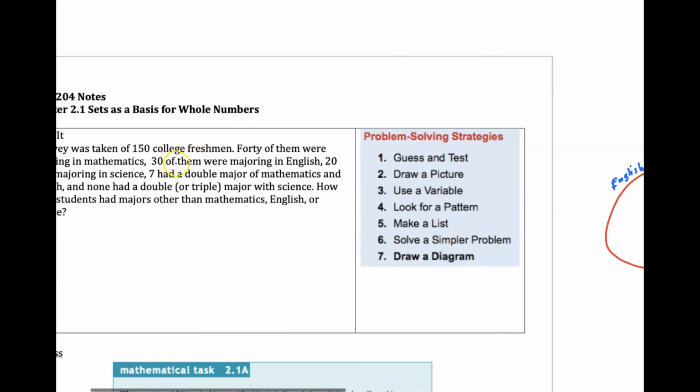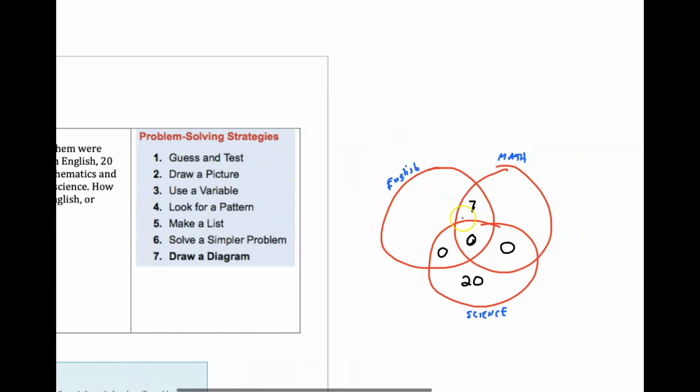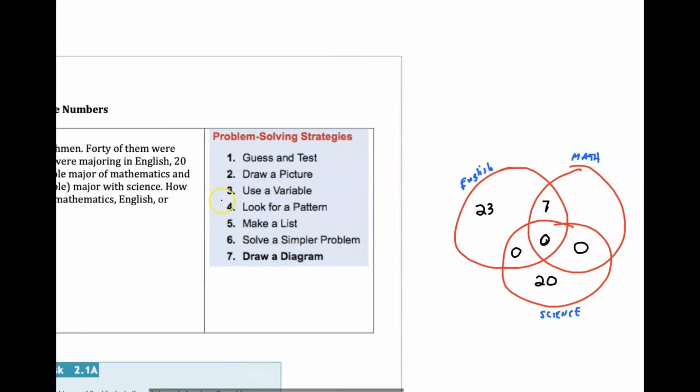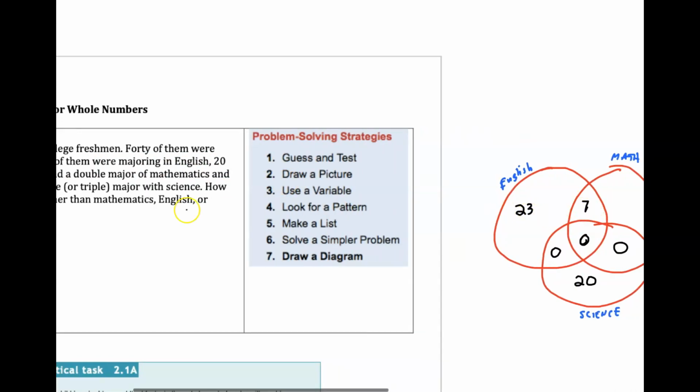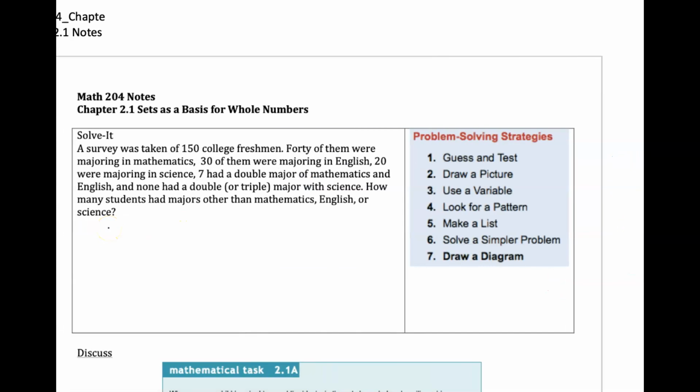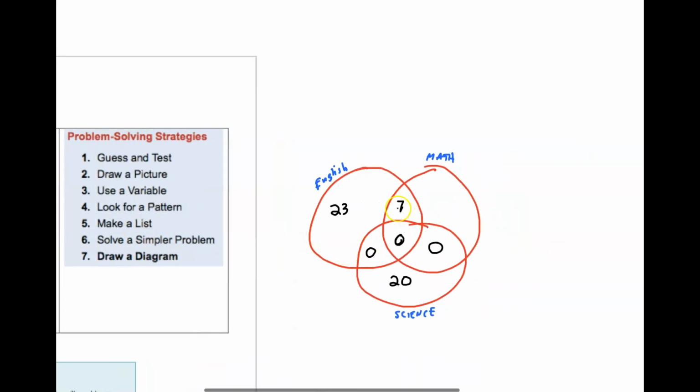Let's continue. 30 were majoring in English. There's already 7 here who have majors in English, so this leaves me a leftover number of 23 in here. Again, 23 plus 7 is 30. It doesn't say major in English only, so if you are a double major, you're also an English major. That's why we subtracted that out. 40 of them were math majors. If there's 7 here, then I know this would be 33.